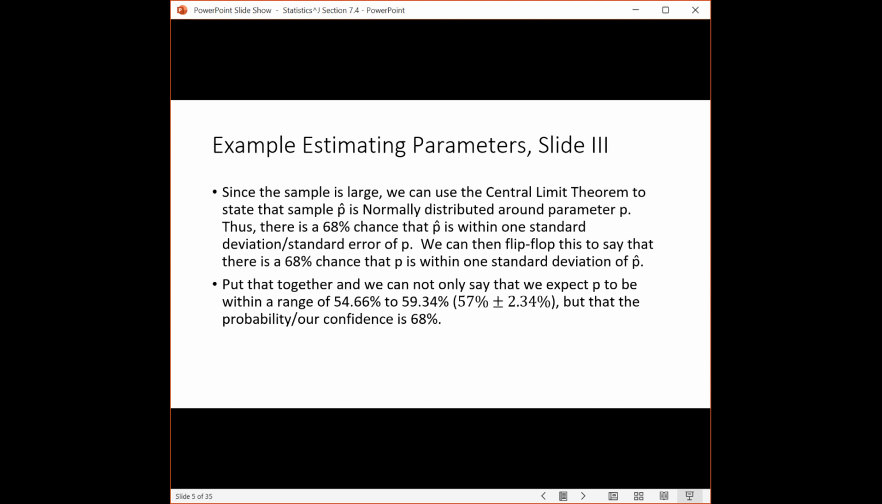We shifted the perspective. All right, so in the last section, we would have said that p hat is within 1 standard deviation of p 68% of the time. And we're now saying that p is within 1 standard deviation of p hat 68% of the time. And this 2.34% is 1 standard deviation. A standard error and a standard deviation are treated the same.